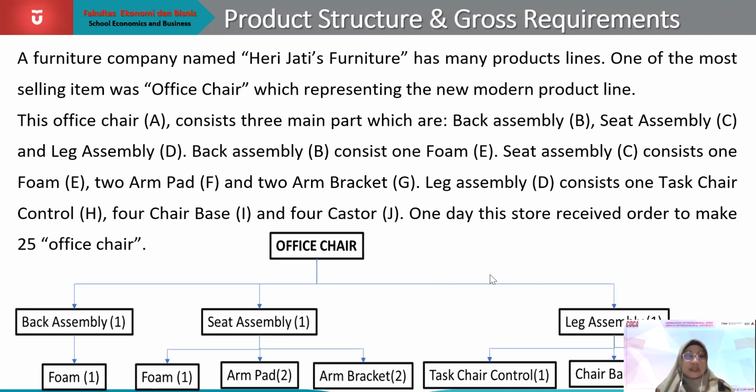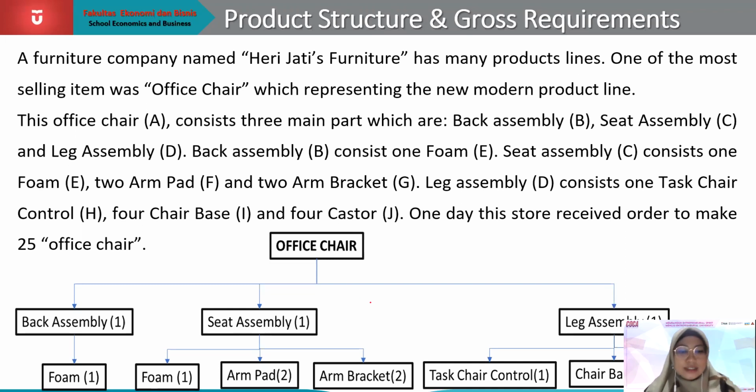A furniture company named Helijati Furniture has many product lines. One of the most selling items was the office chair, which represents the new modern product line. This office chair, which we identify with A, or component A, consists of three main parts: back assembly or B, seat assembly or C, and leg assembly or D. Back assembly or B consists of one foam or E, and seat assembly consists of one foam E, two arm pad F, and two arm bracket.